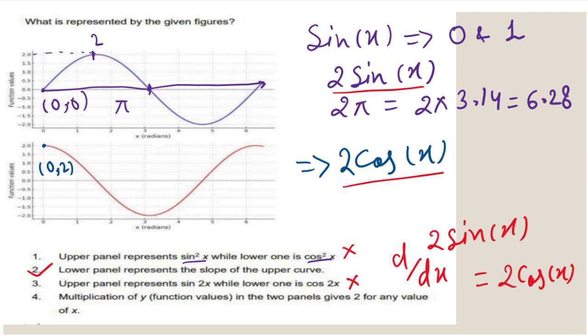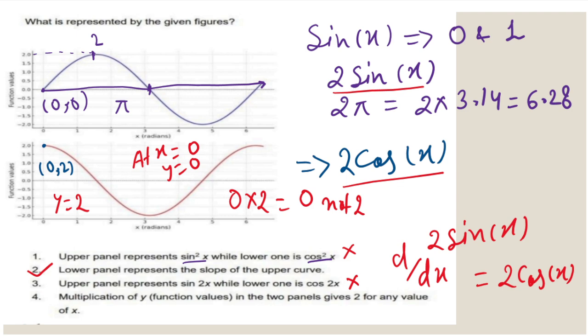Now the fourth option: the multiplication of y, that is the function values in the two panels, gives 2 for any value of x. Okay, so let's see, at x equal to 0, for the first graph y is equal to 0, and for the second graph at x equal to 0, y is equal to 2, correct. And when you multiply 0 by 2, you will get 0, not 2, right. So option 4 is also incorrect.